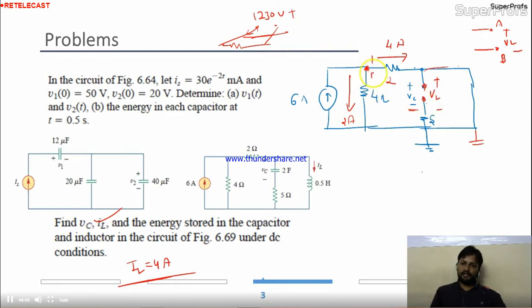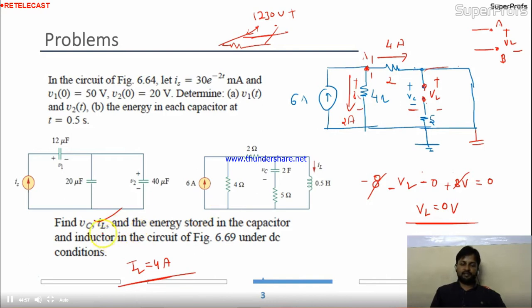So I'll start with the KVL from the point A, and I'll come back to the point A. Here I'm getting 4 into 2, 8 volt, negative. Come to here, minus VL. Is there any current in 5? No, so the voltage drop across 5 is 0. Come to this, here I'm getting plus 8 volt. So minus 8 minus VL plus 8 equal to 0. This 8 and this 8 will cancel out, and the VL is nothing but 0 volt.